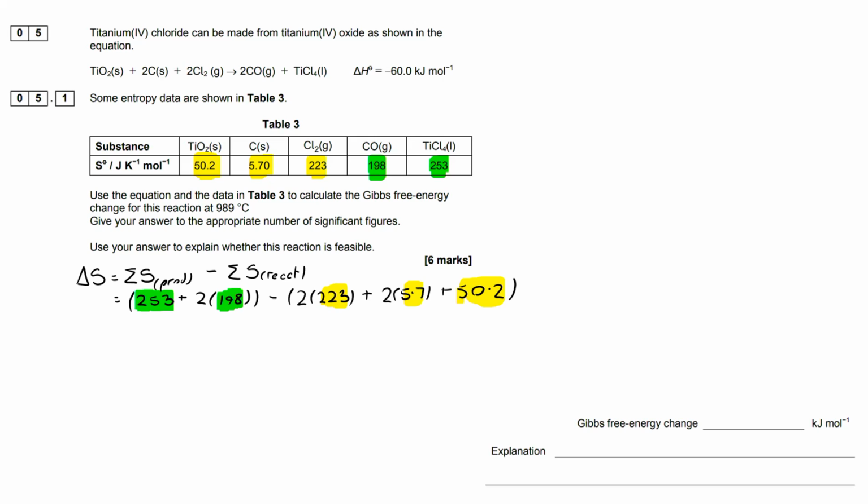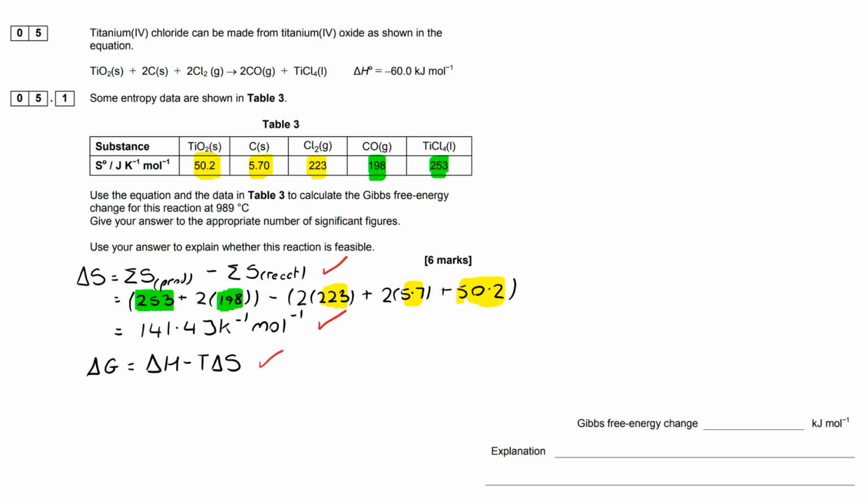For example, the 2 times 198. Well, the 198 is CO, and you can see that there are 2 COs in the balanced equation. So we multiply up accordingly, according to the balancing of the equation. Once I've done that, I get my entropy value, in this case 141.4 joules per Kelvin per mole. And I've actually made it to 2 marks by that point.